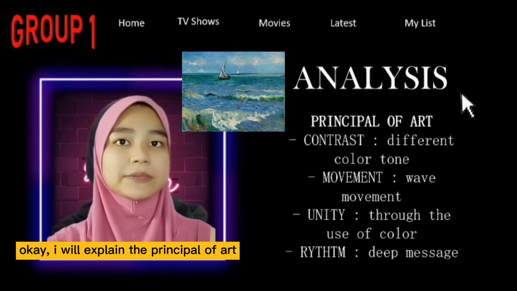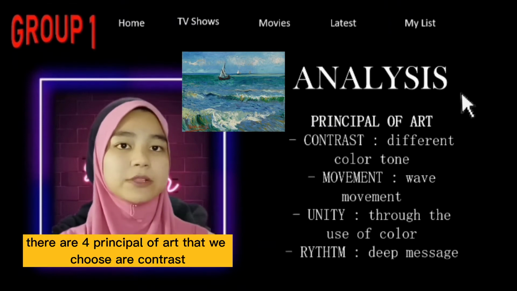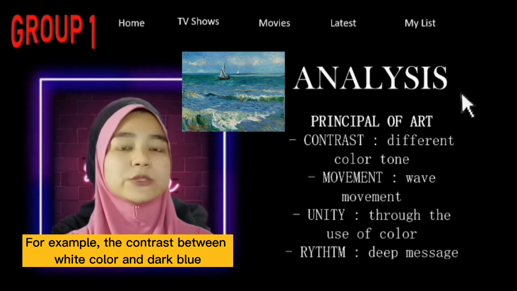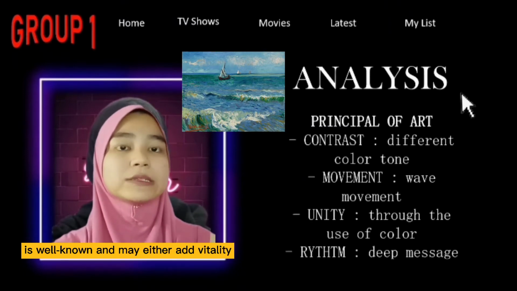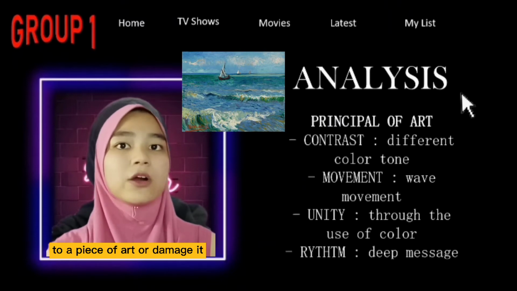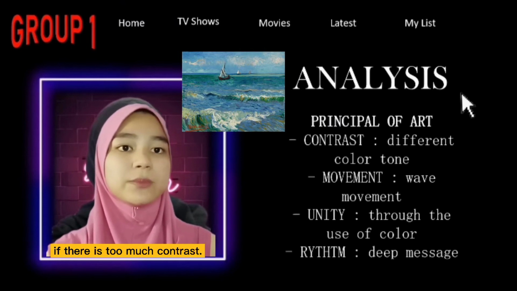Okay, I will explain the principles of art. There are four principles of art that we chose. The first is contrast. For example, the contrast between white color and dark blue is well known and may either add vitality to a piece of art or damage it if there is too much contrast.